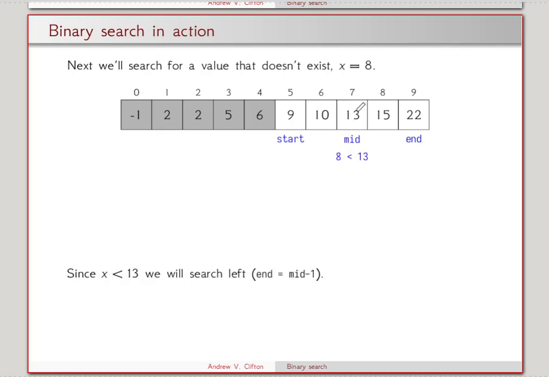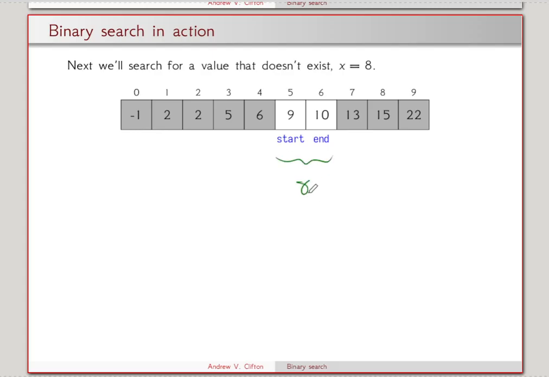Now 8 is less than 13, so that means that 8 is not here, but it's also not anywhere to the right of that. So the only place where that 8 could be is one of these 2 elements right there. 5 plus 6 is 11. Divide that by 2, that rounds down to 5. So my midpoint, again, is sort of like the left element here.